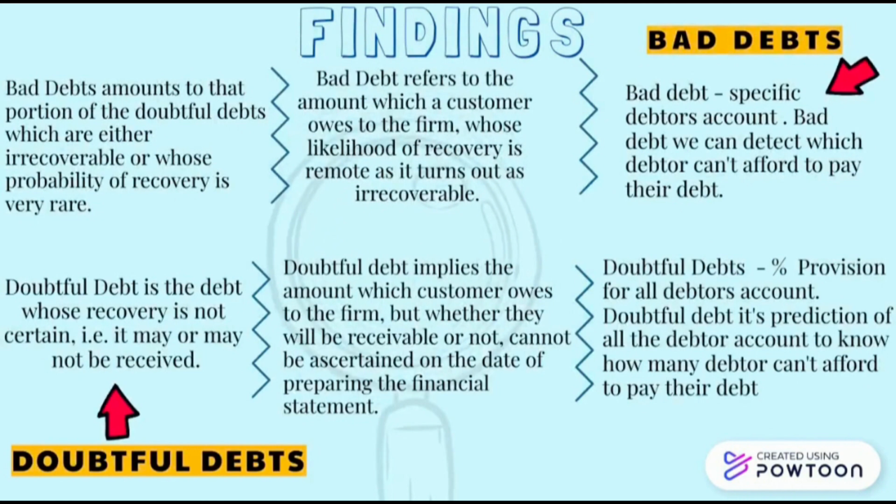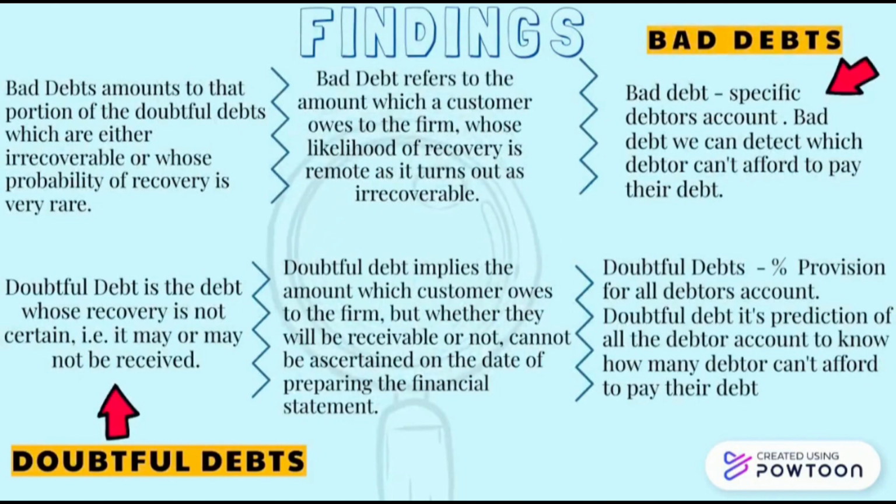Next, bad debt refers to the amount which a customer owes to the firm whose likelihood of recovery is remote, as it turns out to be irrecoverable. So, bad debt is an actual loss. On the other hand, doubtful debt implies the amount which a customer owes to the firm, but whether it will be receivable or not cannot be ascertained on the date of preparing the financial statement. This shows that doubtful debt is considered an anticipated loss.